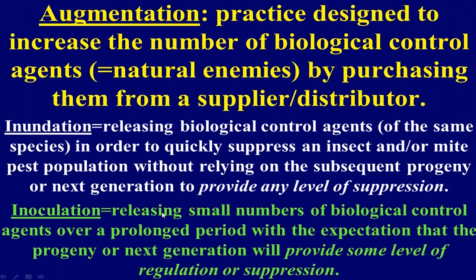And that's where you're releasing small numbers of biocontrol agents over a prolonged period. And this is where you are expecting the progeny or next generation to provide some level of regulation or suppression. Inoculation is most widely used in longer-term cropping systems.